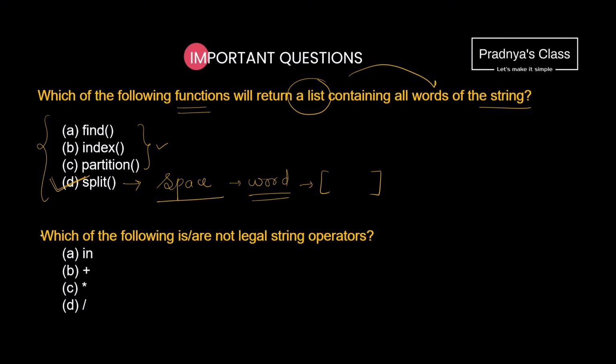Let's check out the next question. Which of the following are not legal string operators? We discussed different operators. We can use plus, multiplication, membership operators and relational operators along with string. Then out of the given options, this division operator we cannot use with string. So the correct choice is D. It is not a legal operator.